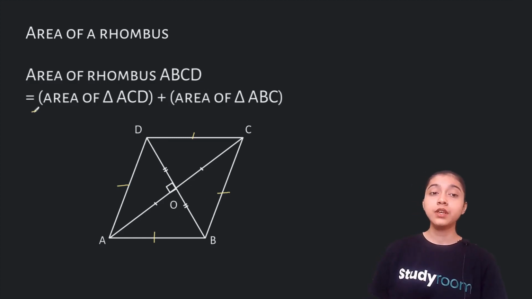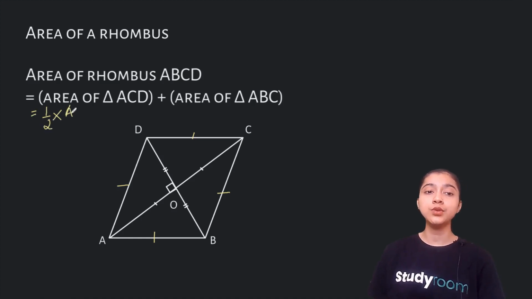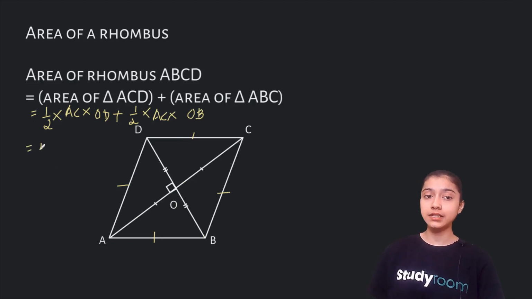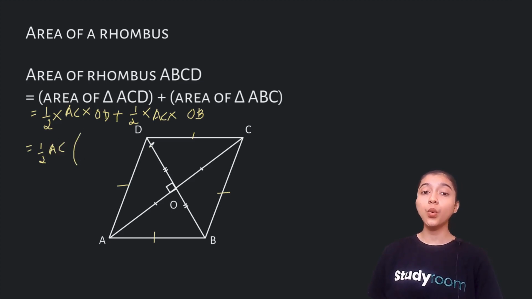Let us calculate. The area of triangle ACD is half into the base of the triangle, that is AC, multiplied with the height of the triangle, which is OD. Now, what about the area of triangle ABC? It will follow the same formula, that is half multiplied with the base. The base over here is AC multiplied with the height, that is OB. Now from these two terms we will take half and AC common. So half and AC is taken outside. Here we are left with OD from the first term and OB from the second term. So it will be OD plus OB.